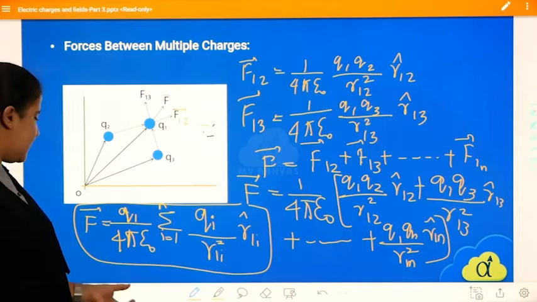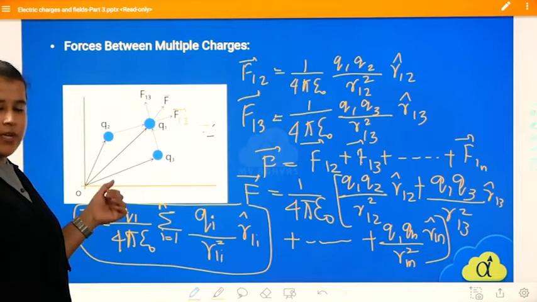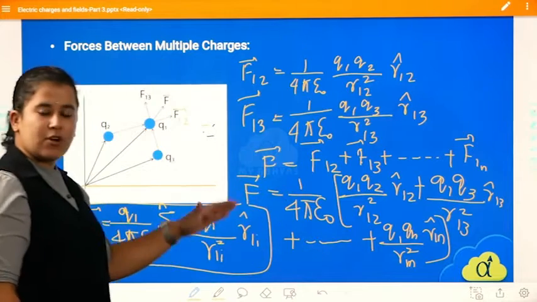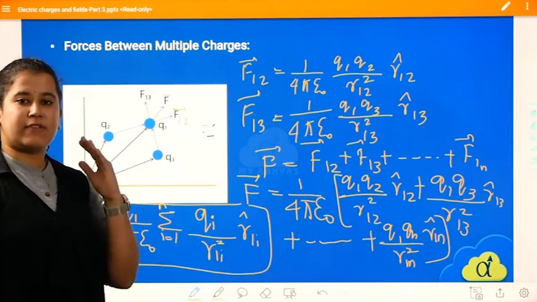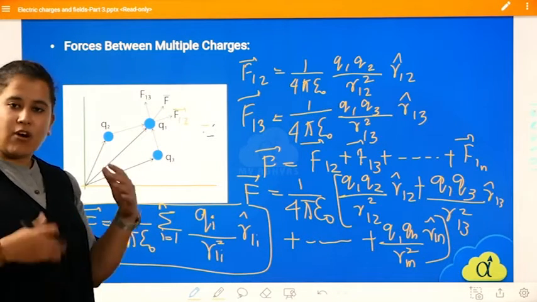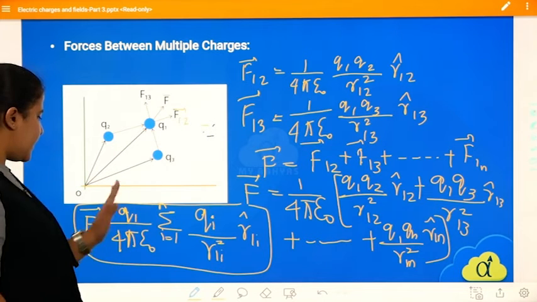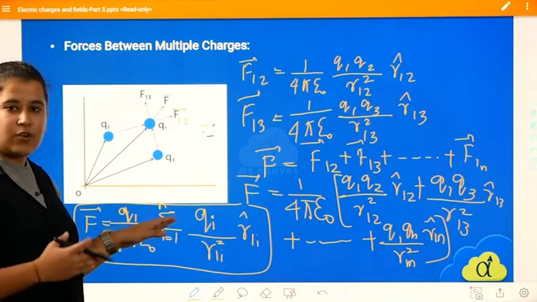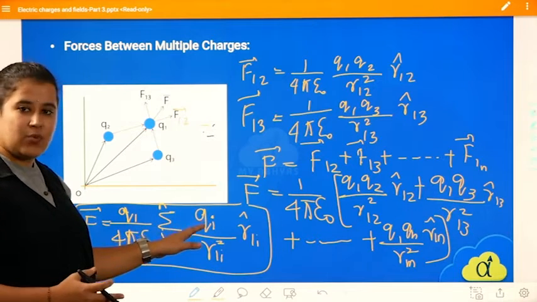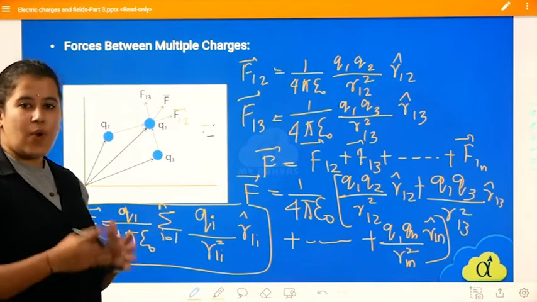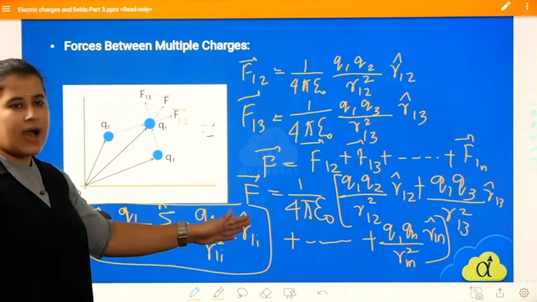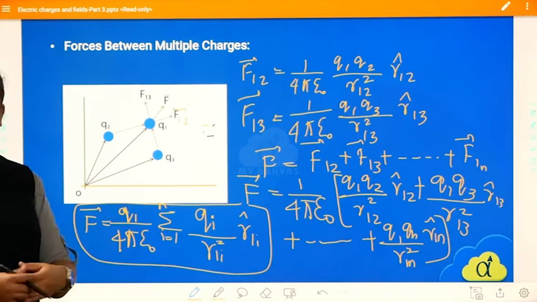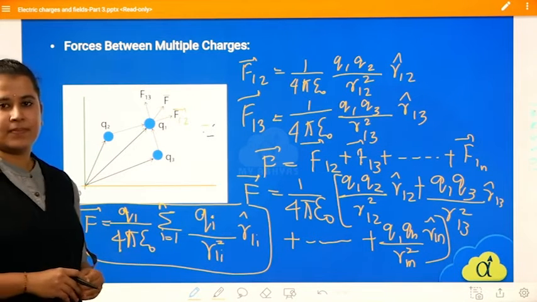So what is happening here? F is equal to Q1 divided by 4 pi epsilon naught, which is common in all the cases because all the charges are exerting force on the charge Q1. So take Q1 divided by 4 pi epsilon naught common. Then the summation of i equal to 1 to n, given by Qi divided by R1i square into R1i cap. So this is the expression for forces between multiple charges.